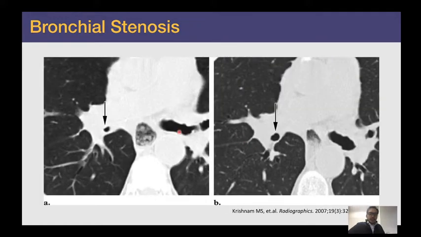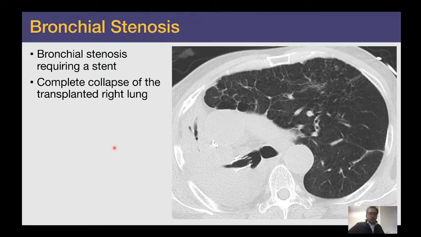And then here's another example, okay, and here's one that's distal to the anastomosis. This is going to be in the bronchus intermedius. Okay, and here's another example. In this case, an attempt at stenting was done, but it was really too late. The right lung was totally collapsed, and it's made worse by the fact that the native left lung was hyperinflated, and it's causing shift of the mediastinum to the right with volume loss.